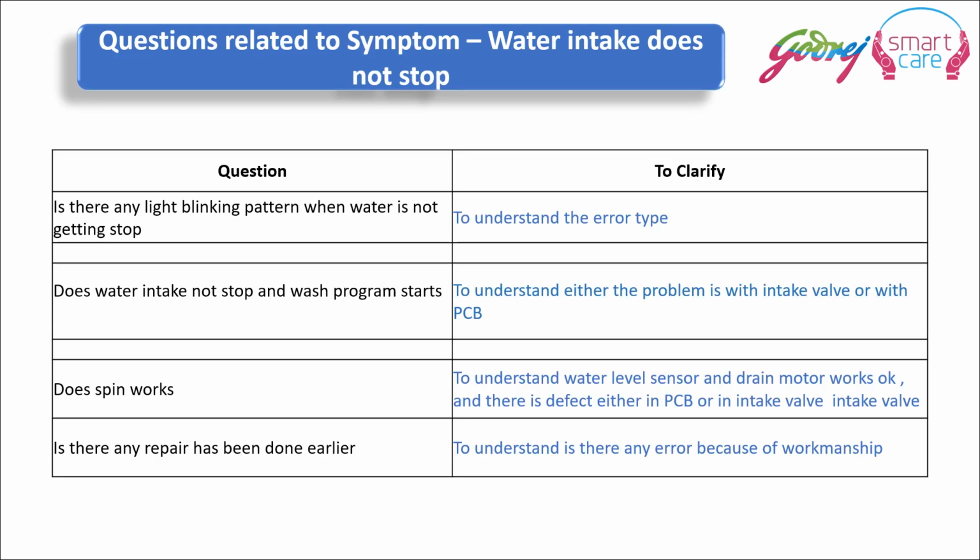So the questions which we ask to understand the symptoms: Is there any light blinking pattern when water is not getting stopped? To understand the errors. Does water intake not stop and wash program starts? To understand whether the problem is with the intake valve or with the PCB. Does spin work? To understand whether the water level sensor and drain motors work okay, and the defect is either in the PCB or in the intake valve.